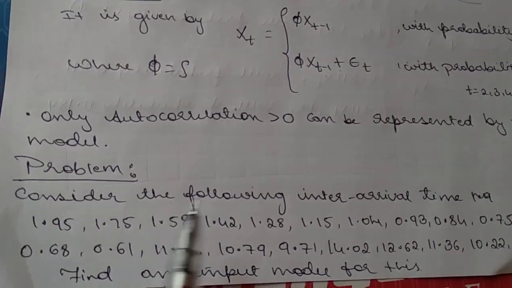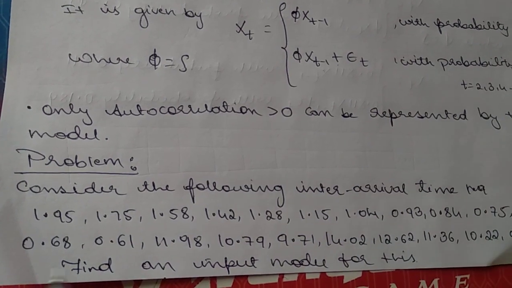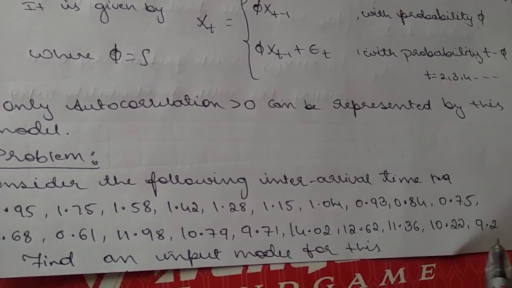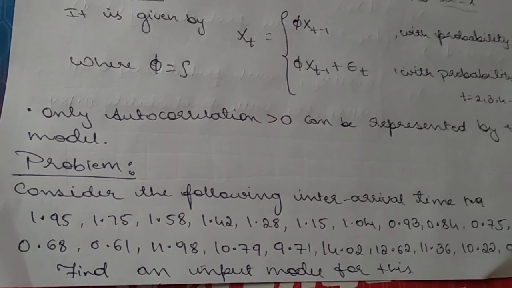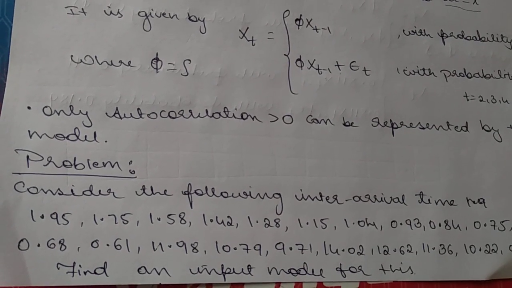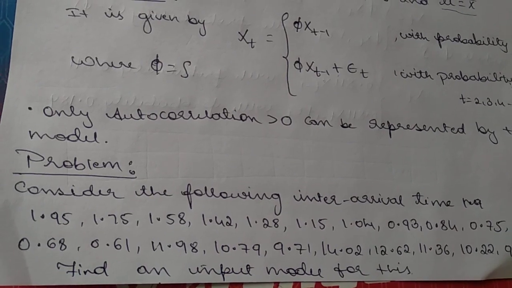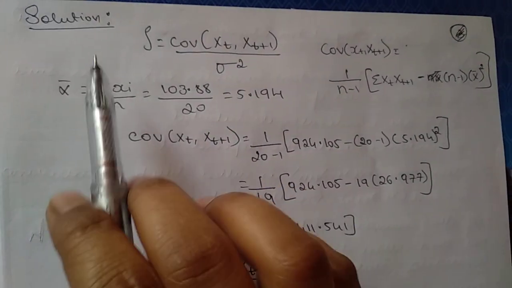Okay, then let me go to the problem. Consider the following inter-arrival times, 1.95 and so on. These are all the 20 inter-arrival times they have given. Find an input model for this. How will you find the input model? With autocorrelation rho.